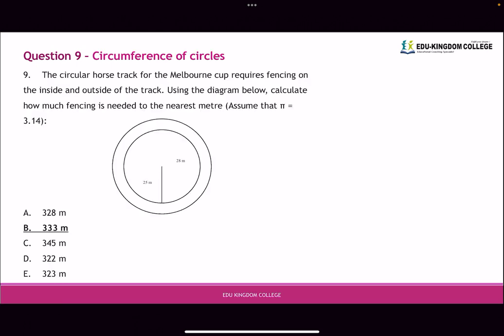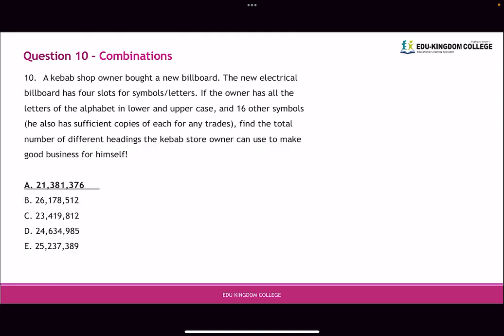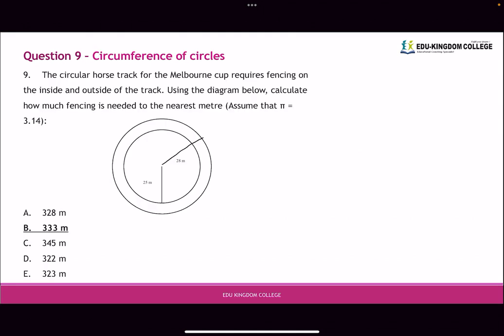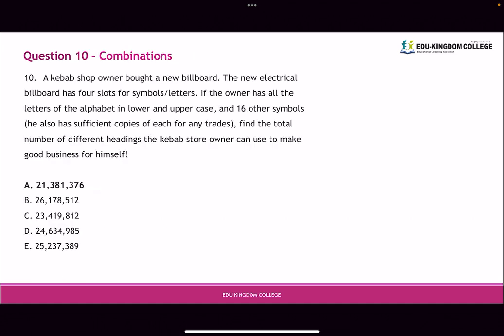Question 9, we have a circular horse track. It needs fencing on the inside and the outside. So what we know is this should be the outer radius. Basically, all you need to do is circumference of the inner radius plus circumference of the outer radius. And so what that would have given you is 2 pi r, so 56 pi plus 50 pi. So that's 106 pi times 3.14, which would have given you 333 meters. Just for time's sake, because we have some pretty tricky questions today, I'm not going to show you the working out for general multiplication.